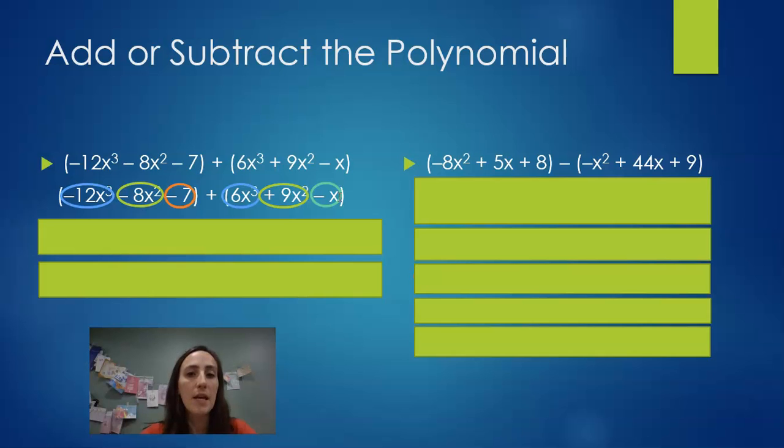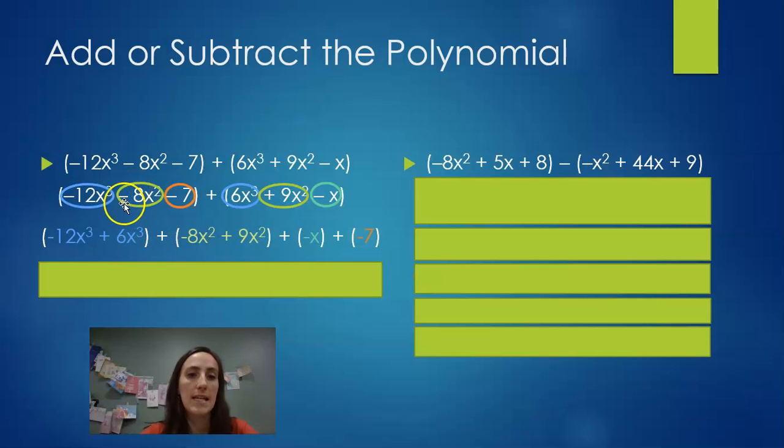When I add them, I'm simply going to combine the same colors together. So a negative 12x cubed is going to get combined with a 6x cubed. My negative 8x squared is going to get combined with my positive 9x squared. Then keeping in standard form, next my x term is going to be combined with just itself, nothing else. And then my constant term, same thing, that has nothing else to get combined with.